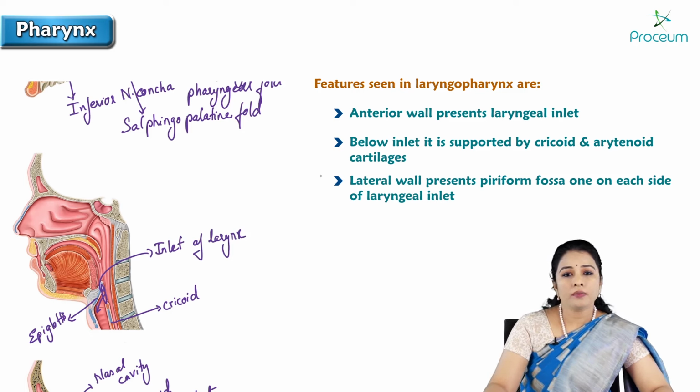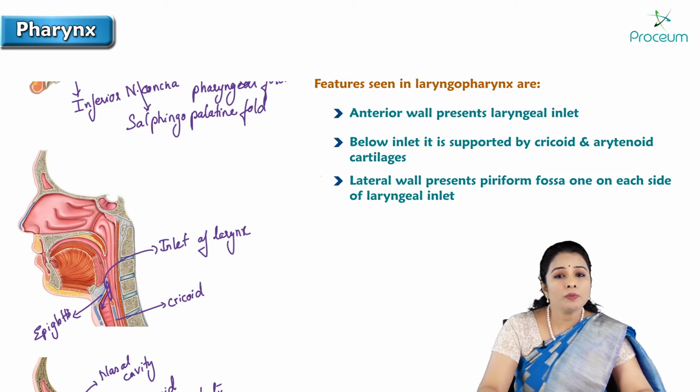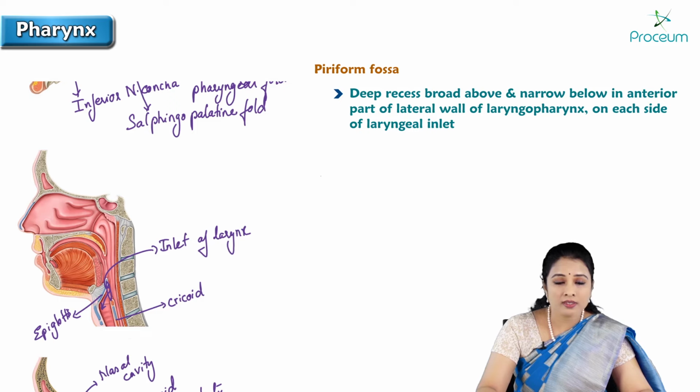And it is supported by cricoid and arytenoid cartilages. Repeat, the lateral wall presents the piriform fossa on each side of the laryngeal inlet. The piriform fossa is described as a deep recess, means a deep depression which is pyramidal shaped, where it is broad above and narrow below.